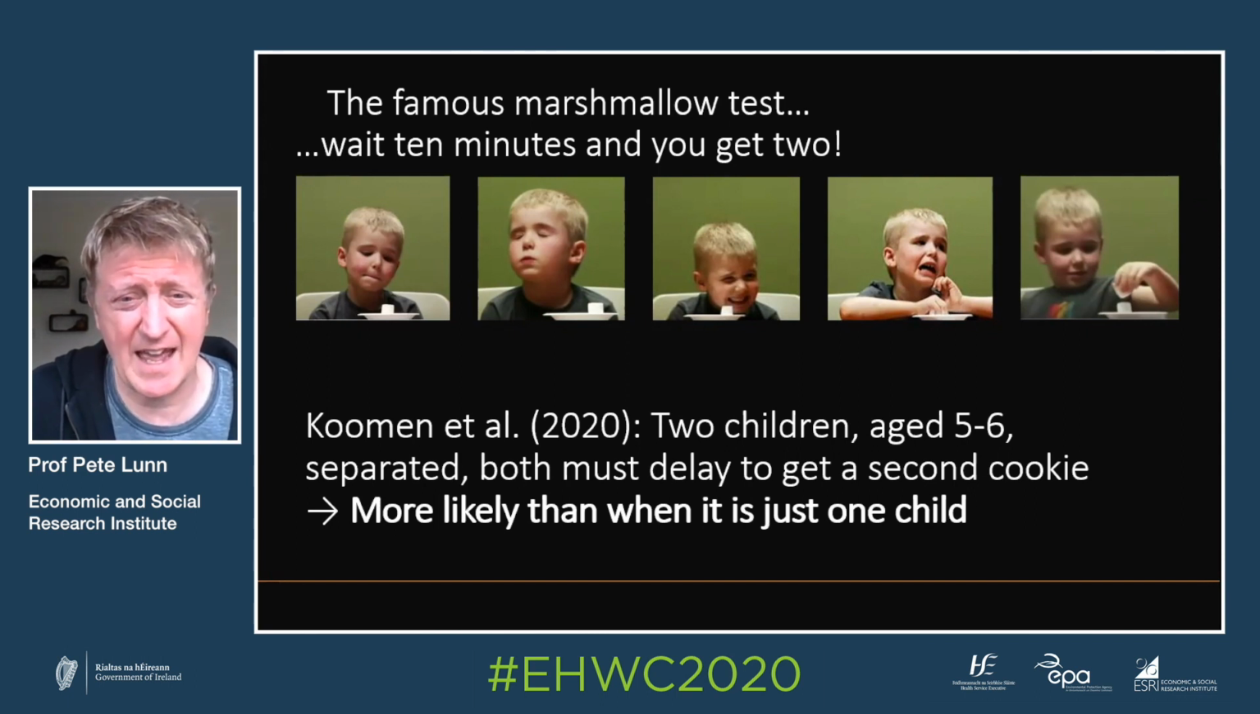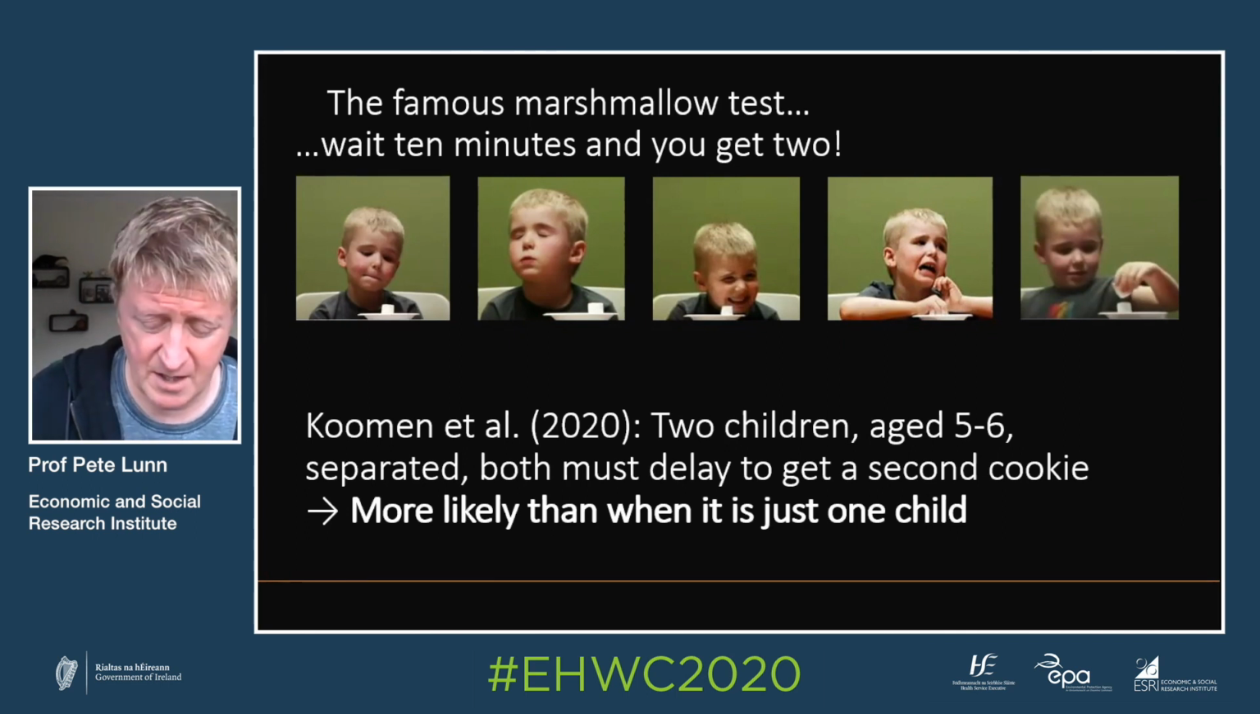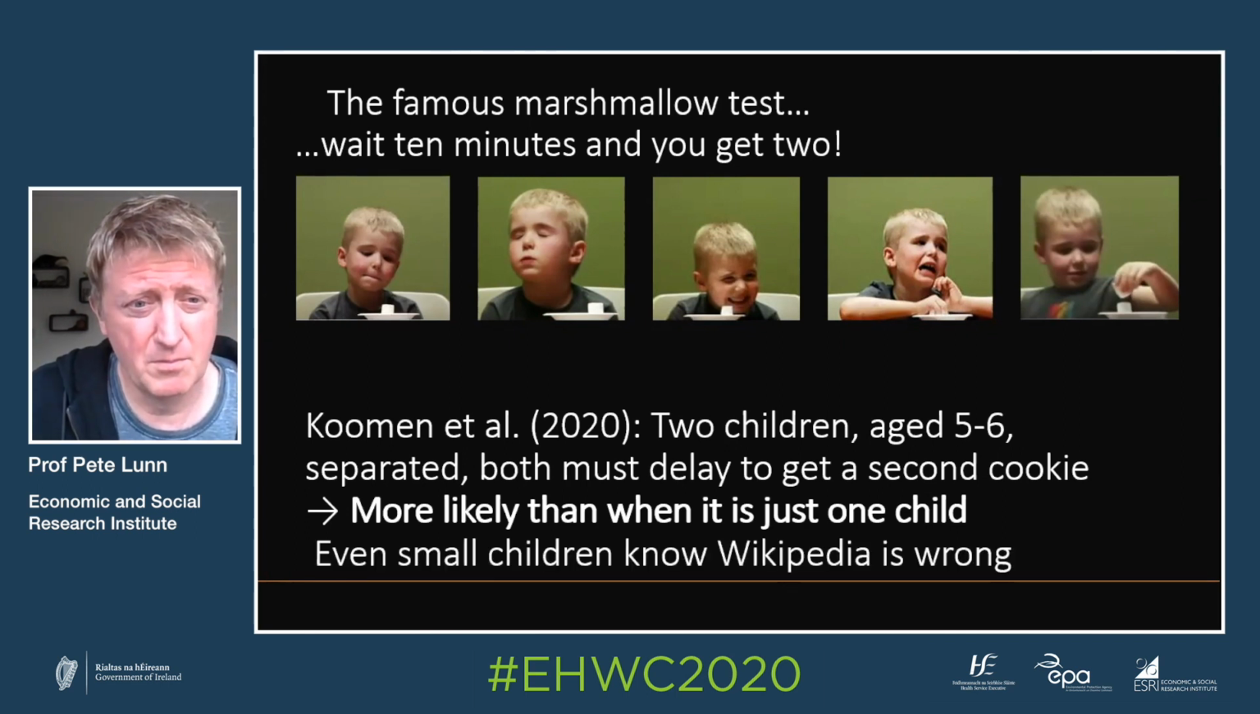In other words, even at age 5 or 6, children understand when they're in one of these social dilemmas, when they're in one of these collective action problems, and actually respond to it. Even when they've got to fight their own temptation, they actually respond to it better when they're partly doing it for someone else and trusting and relying on someone else. Or more succinctly, even small children know when Wikipedia gets it wrong.